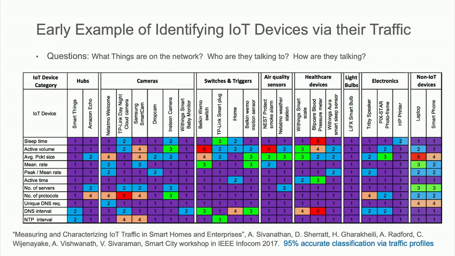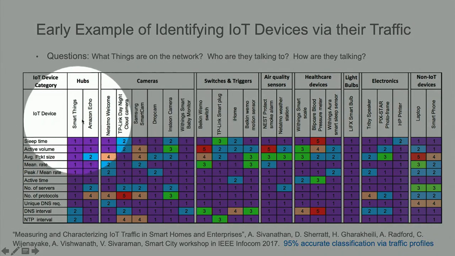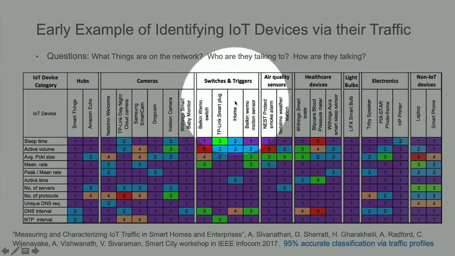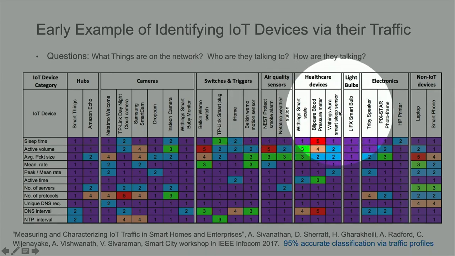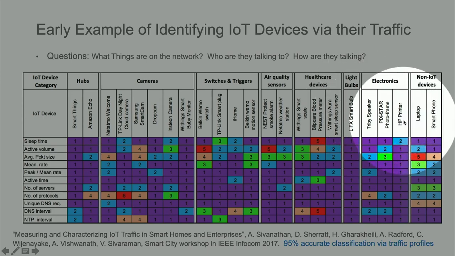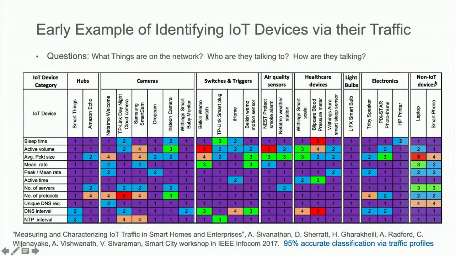These include things like Amazon Echoes and cameras like Dropcams, and various switches and triggers like motion sensors, air quality sensors, blood pressure meters, internet-connected light bulbs, electronics like printers, and even non-IoT devices like laptops and smartphones. And so what they also did is they looked at about a dozen different network activity measures, okay? And then for each one of these measures, they clustered the intensity of the metric in 5 classes, from 1 to 5, and they used different colors to identify the 5 classes.